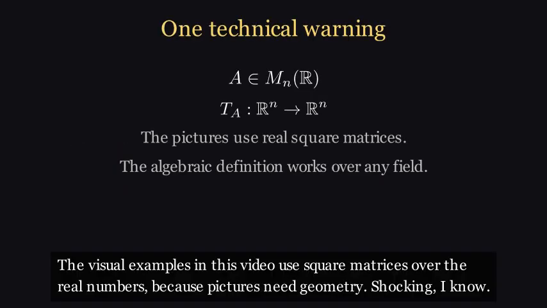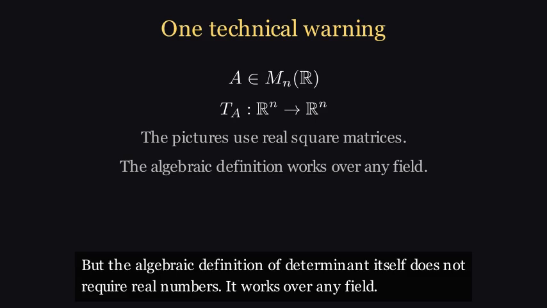The visual examples in this video use square matrices over the real numbers. Because pictures need geometry. Shocking. I know. But the algebraic definition of determinant itself does not require real numbers. It works over any field.